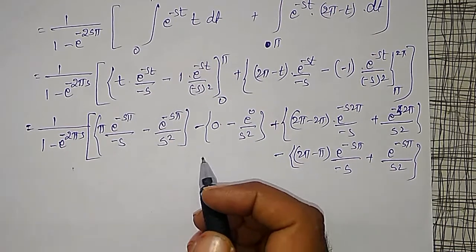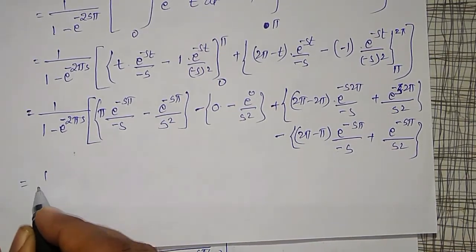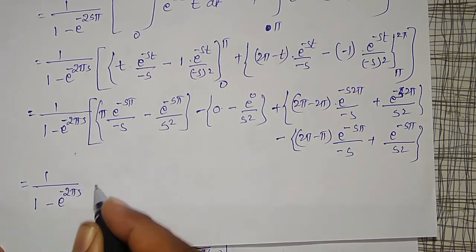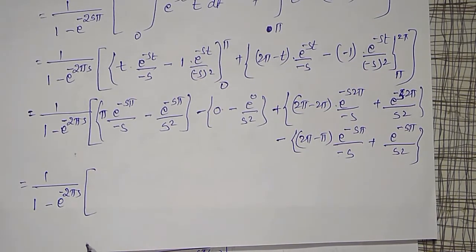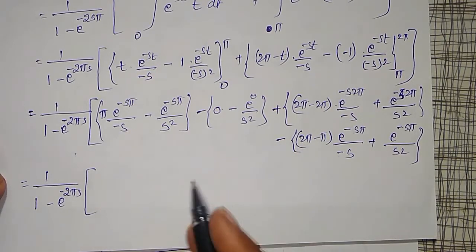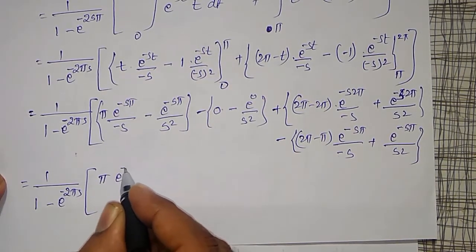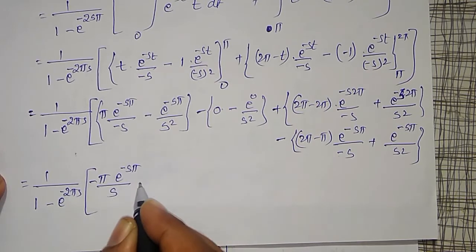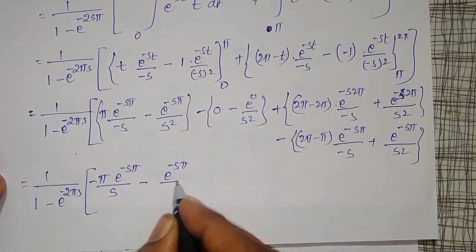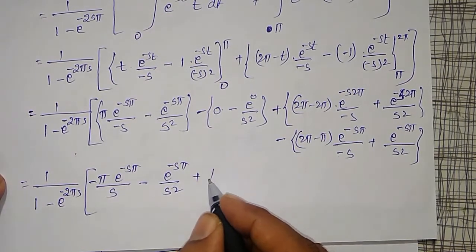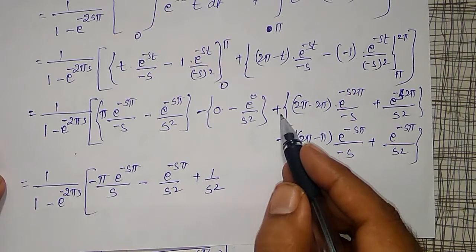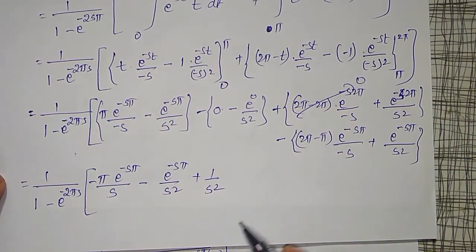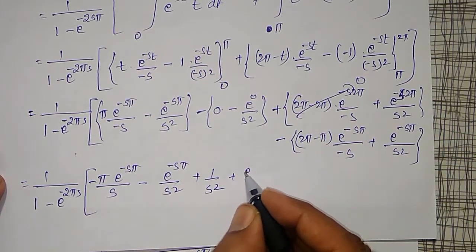Okay, let me solve here. Next, 1 divided by 1 minus e to the power minus 2 pi s into, next I will simplify all the brackets: pi e to the power minus s pi by minus s, minus e to the power minus s pi divided by s square, minus of minus plus 1 by s square, and this one 2 pi minus 2 pi is 0, therefore this total term will become 0, and this is plus e to the power minus 2s pi divided by s square.